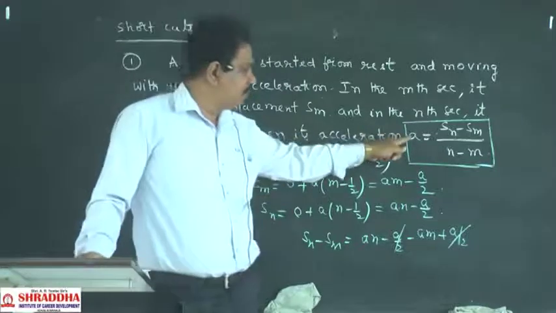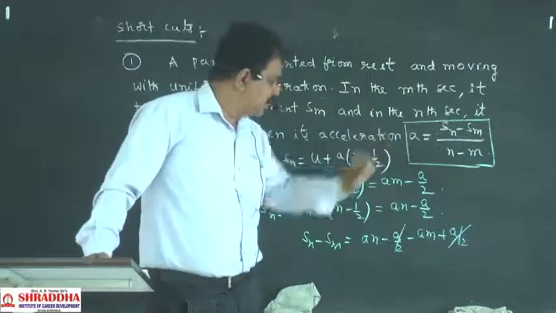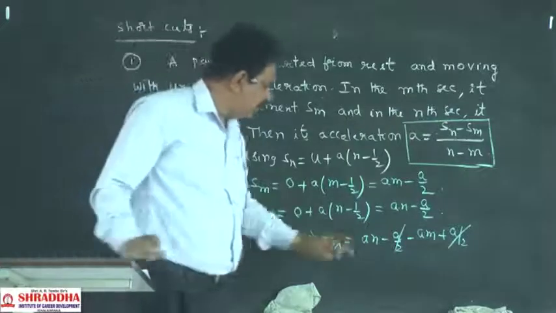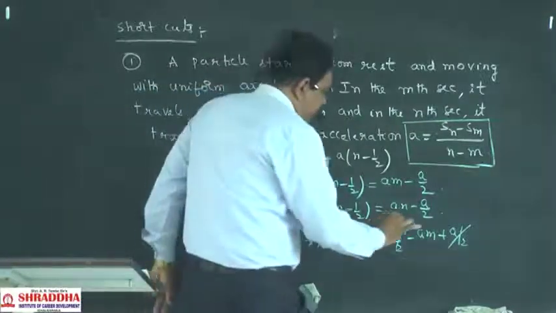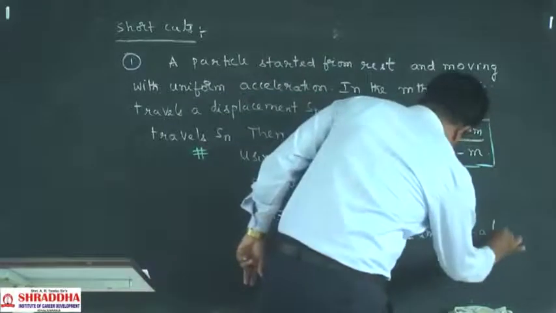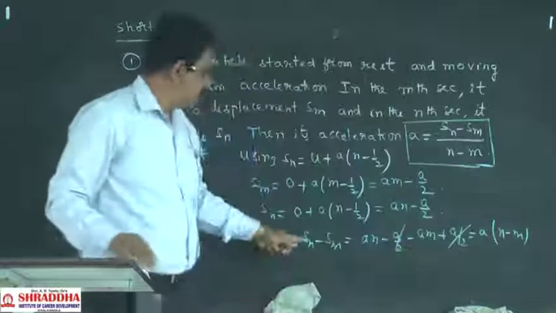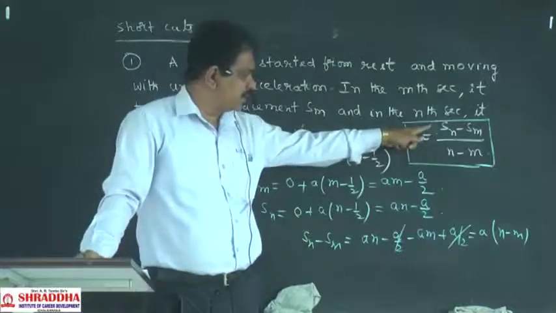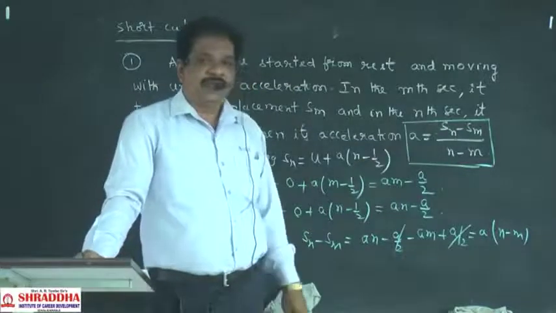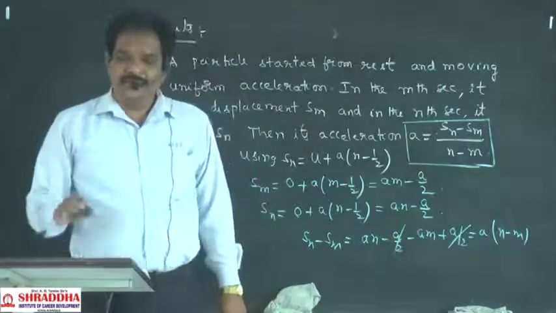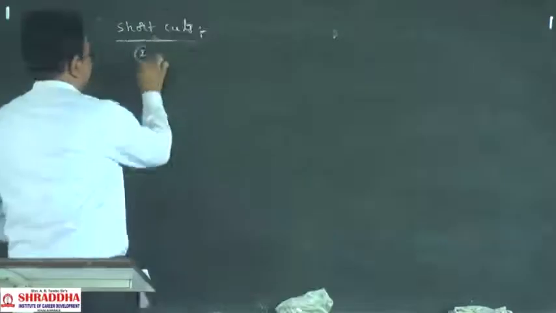Here, A is equal to what will happen? Sn minus Sm by n minus m. So take a common here. So this is a into n minus m. From that, a is equal to Sn minus Sm by n minus m. Like that we will get. Okay, understand? Next, second one.